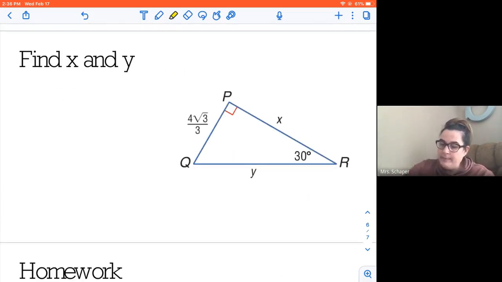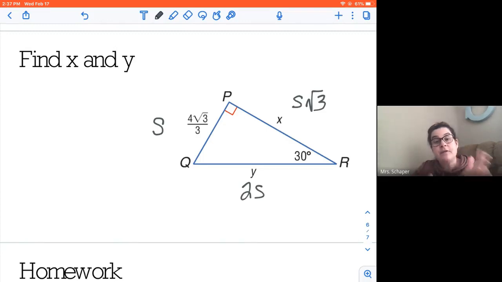Opposite 30 is always S. Y is S square roots of 3. And, oh, whoops, I mixed that up. PR is going to be S square roots of 3. That's the other leg. And then 2S is the hypotenuse. So now what I'm going to do is fill in those values and evaluate.